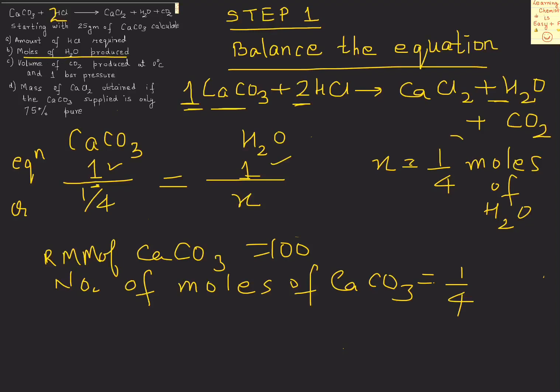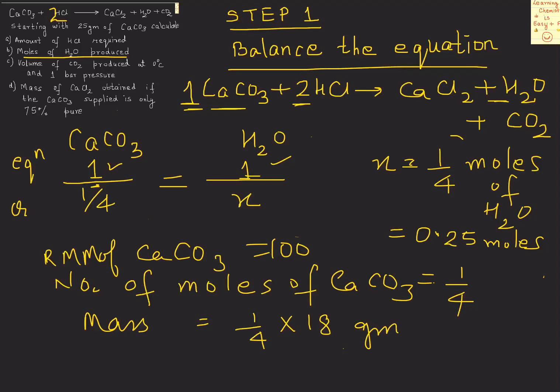You got 1 by 4 moles, or better still, go ahead, we can convert it into decimal. Very good, 0.25 moles of water. Now, supposing I asked you to convert this moles of water to mass, that means if I asked you instead mass of water produced, how would you do it? Very good. Mass of water produced would be number of moles, that is 1 by 4 into the RMM of water, that is 18, and the unit would now be grams. Have you got it clear?